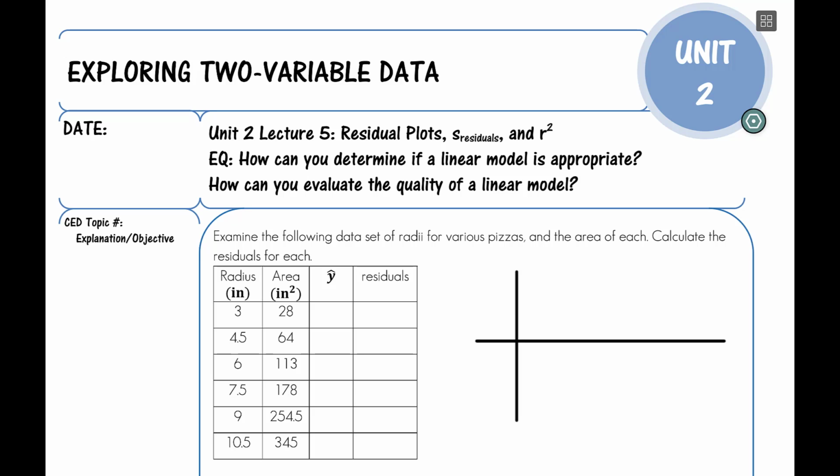So let's examine the following data set of radii for various pizzas and the area for each. Then we're going to calculate the residuals. Well, if we're calculating residuals, then we know we need to create a linear model for this. So I'm going to look at the radius and the area in inches squared for each of these pizzas, and put it into a two-variable statistics calculator that we see here.